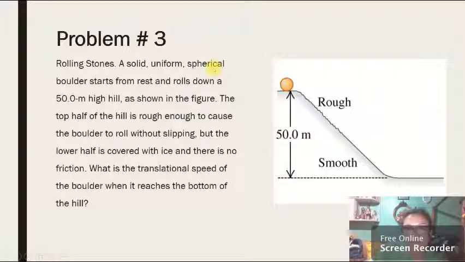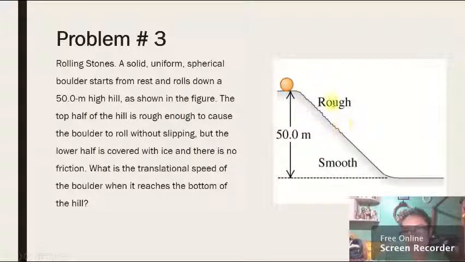So for problem number 3, rolling stones. A solid uniform spherical boulder starts from rest and rolls down a 50-meter high hill as shown in the figure. The top half of the hill is rough enough to cause a boulder to roll without slipping, but the lower half is covered with ice and there is no friction. What is the translational speed of the boulder when it reaches the bottom of the hill? So for this problem, we need to find the translational speed of the boulder when it reaches the bottom of the hill.